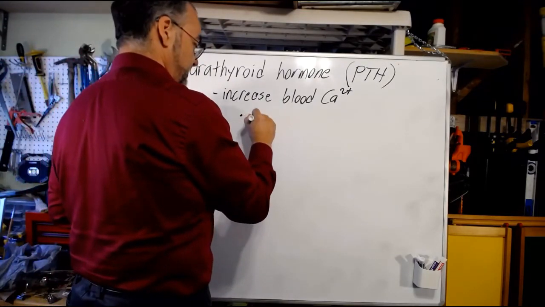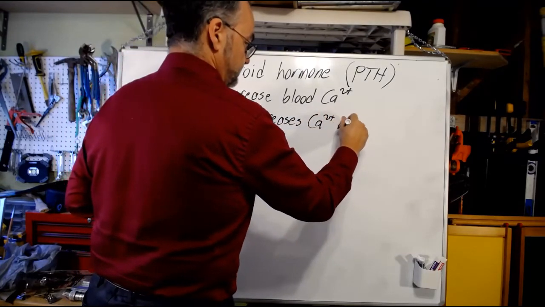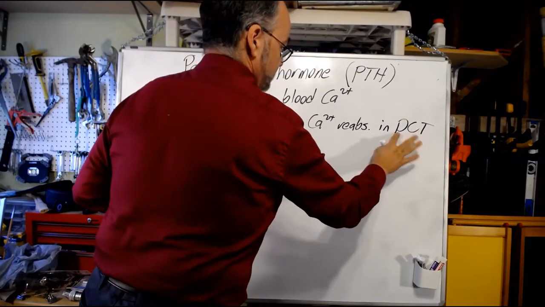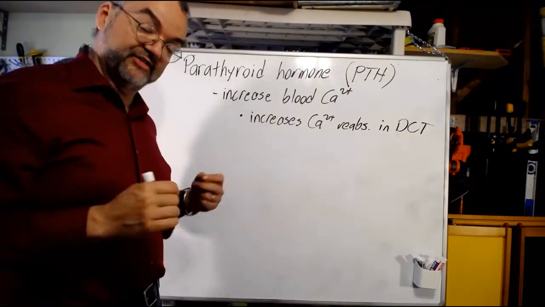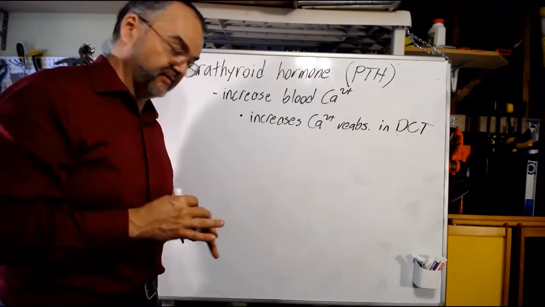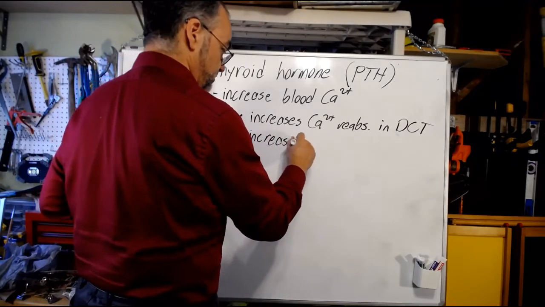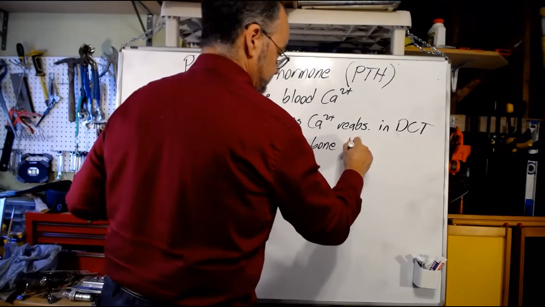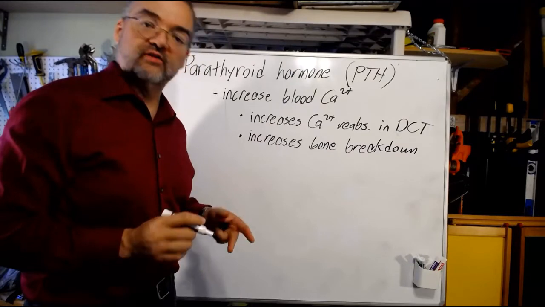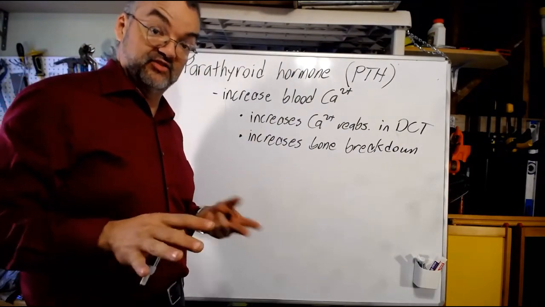One, it increases calcium reabsorption in the distal convoluted tubule in the kidney. So calcium that gets filtered out, we bring more of it back into the blood. It also increases bone breakdown. Parathyroid hormone encourages the cells which break down the mineral matrix of bone and release the calcium into the blood.